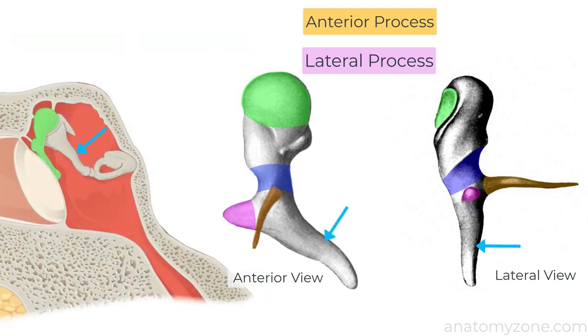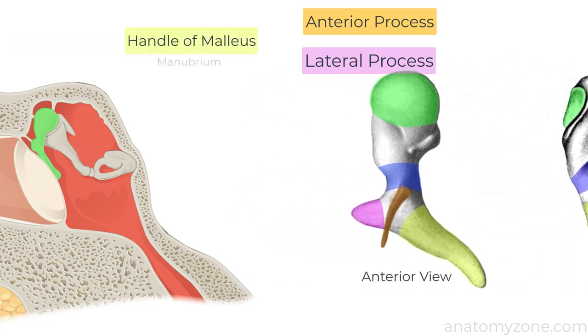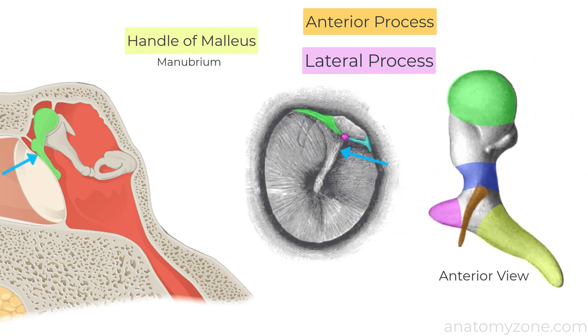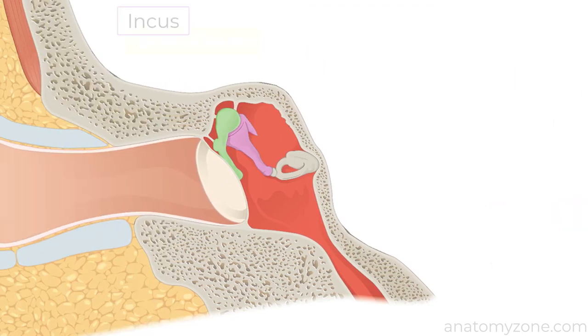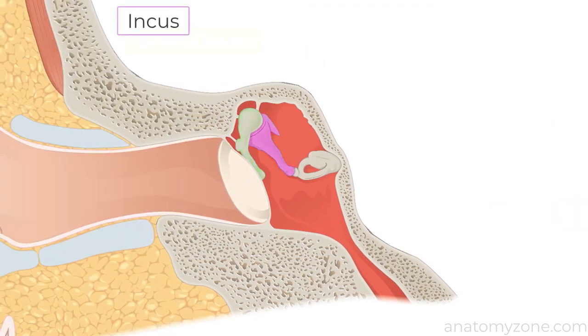The inferior extension of the malleus below the anterior and lateral processes is known as the handle of the malleus, or the manubrium, which attaches to the tympanic membrane along the length of its lateral margin, with its tip at the umbo. The incus is the second bone in the ossicular chain, lying between the malleus and the stapes.